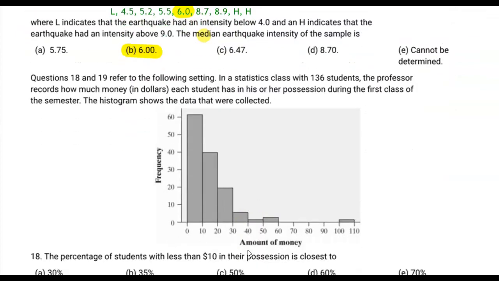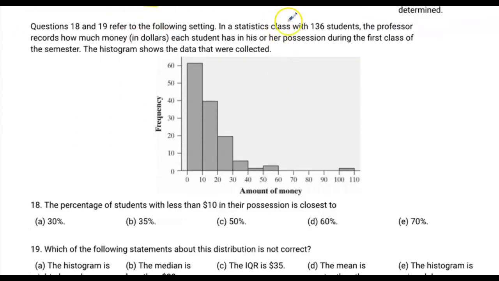Moving on to questions 18 and 19, we're still worried as statistics professors about how much money people have in their pockets for some strange reason. It asks for the percentage of students with less than $10 in their possession. Easy to figure that out. The amount of money, here's $10. Oh man, the importance of clear and easy labeling. Here's $10. We need to figure out how many students have less than that. So we look at the bar and calculate the frequency in there, and then calculate the total number of students.